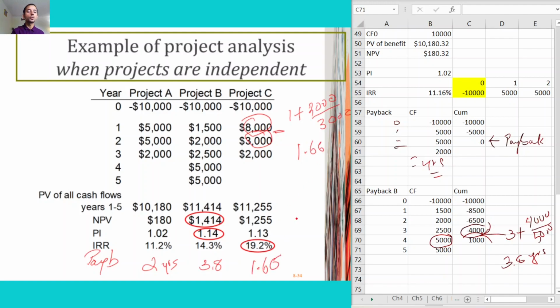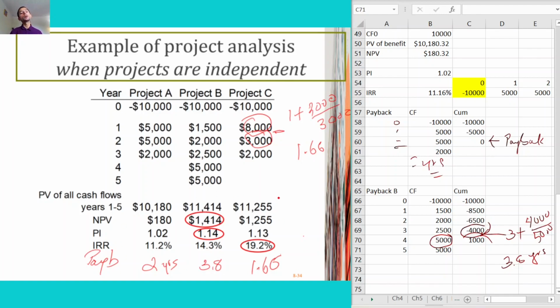And this is just for practice, okay? All of these. So if you know how to calculate NPV, PI, IRR, and payback for all of these projects, probably you would know how to do all of the problems in this chapter, right? That's the whole idea. Okay, so please make sure you get all of these numbers.